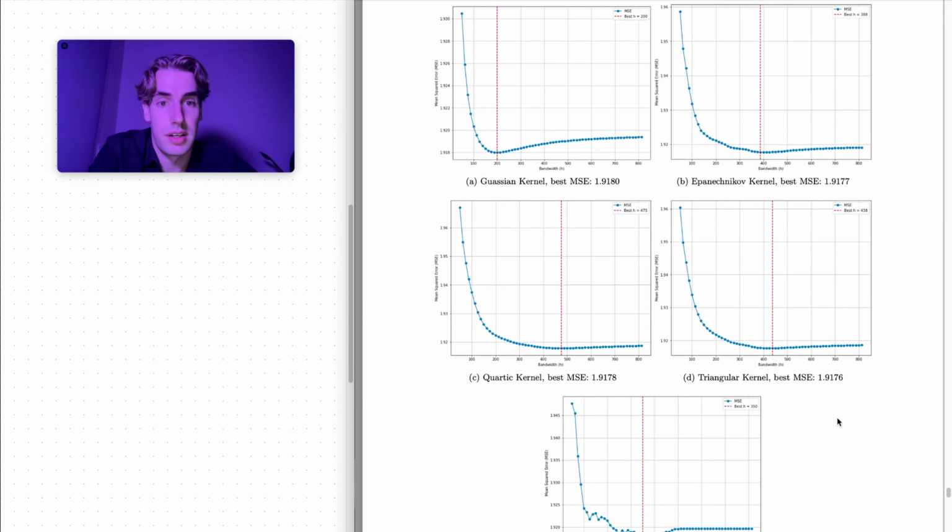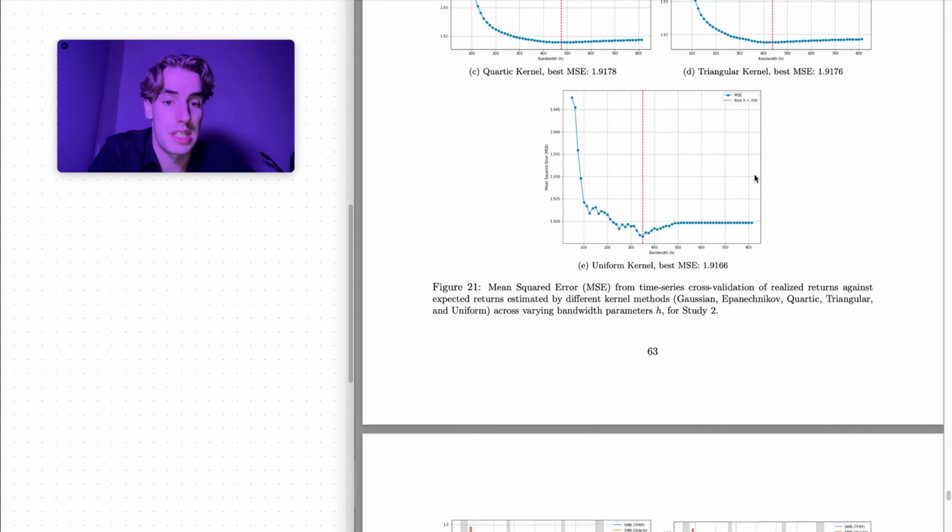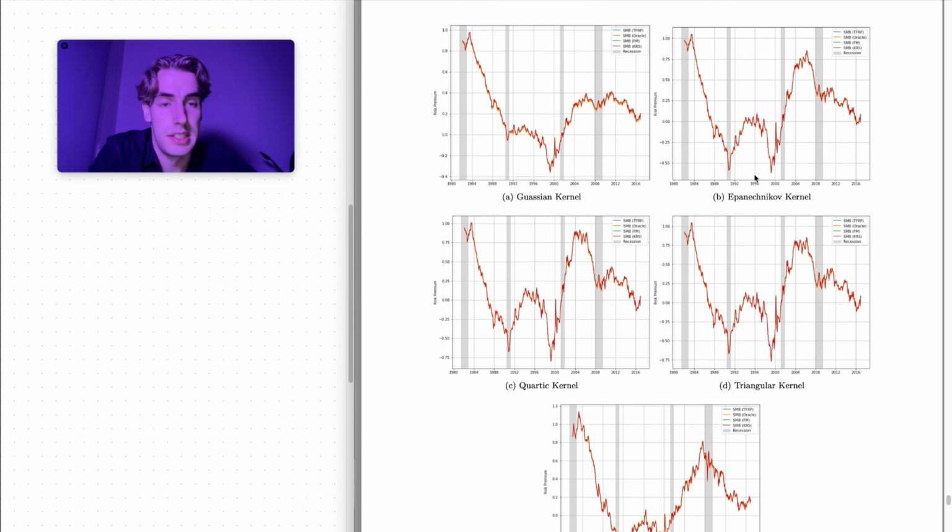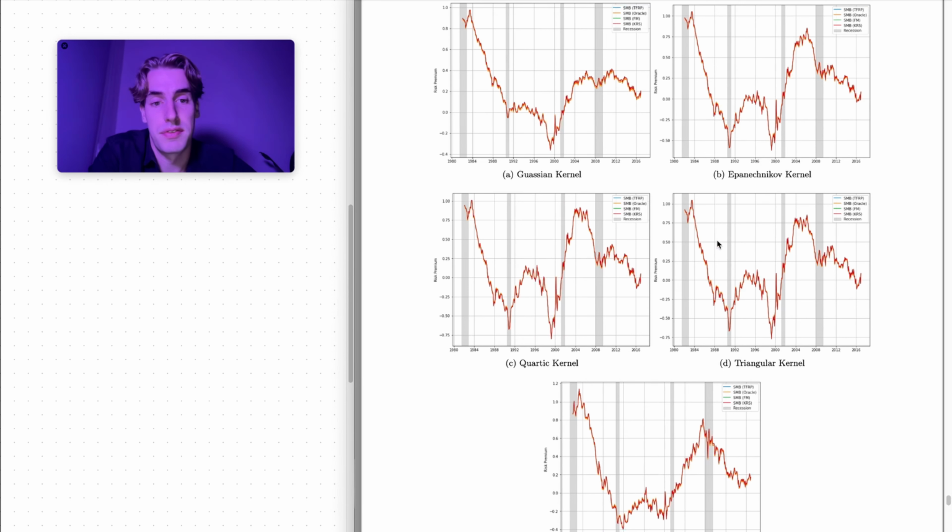These are the other kernels we could use, also with their mean squared error minimization here, right? We see that the Gaussian kernel was minimal at 200 with what we saw before. The other kernels have higher minimized mean squared error bandwidths. These are the risk premia calculated with the different kernels. What we see, there is a difference here.